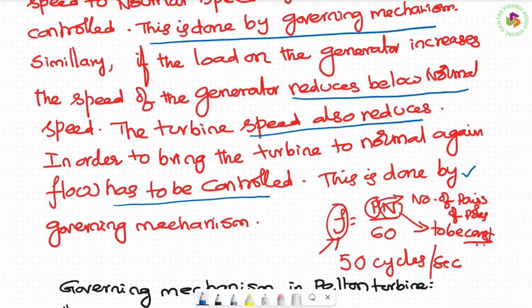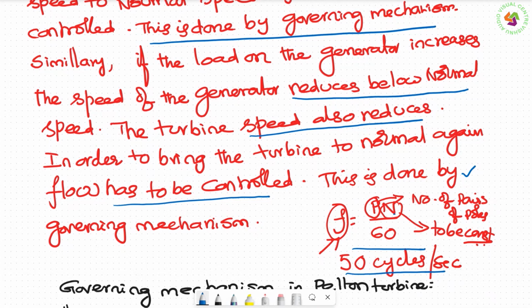The next question you may ask: why do we need to maintain the speed of the turbine or generator constant? Because the frequency of power generation has to be maintained constant. The frequency is F = P N / 60, where P is the number of pairs of poles and N is the speed of the generator. If you want to maintain F at 50, N should be constant. Under whatever working condition, N should be constant. N cannot go beyond normal speed and cannot go below normal speed.